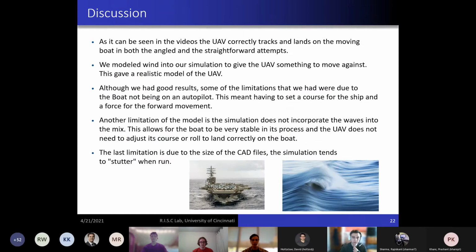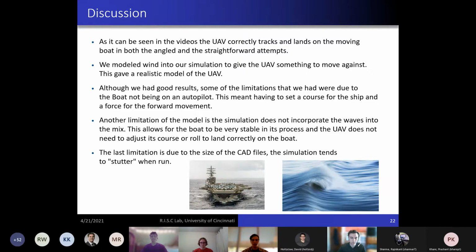And then just some brief discussion about our results. As you can see in the videos, the UAV correctly tracks and lands on the boat in both the angled and straightforward attempts. We do have wind modeled into our simulation to give our UAV something to move against and give a more realistic feel to the model.